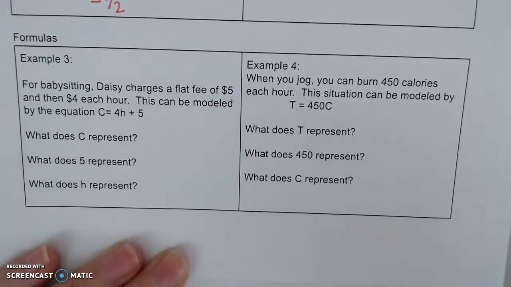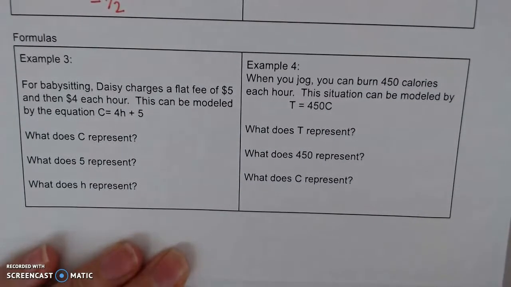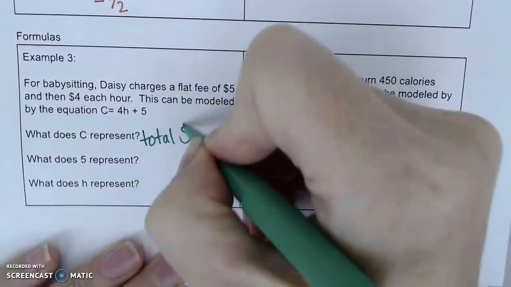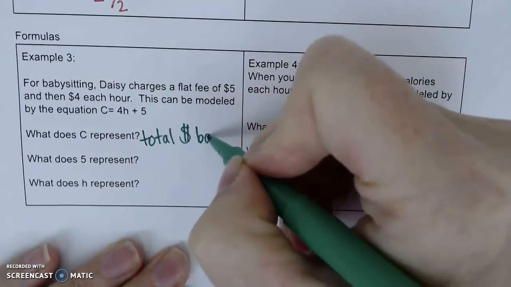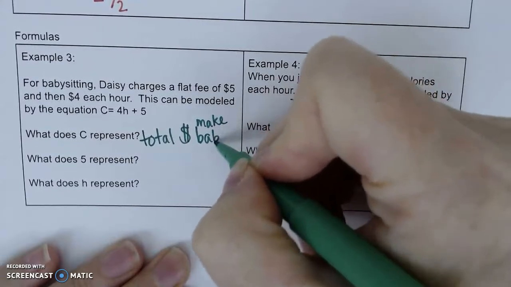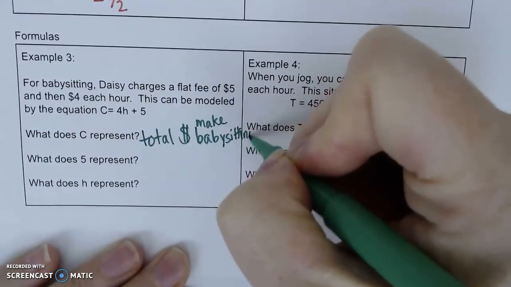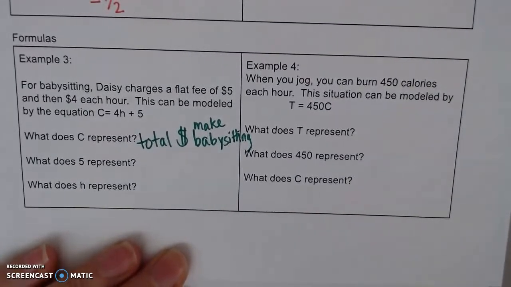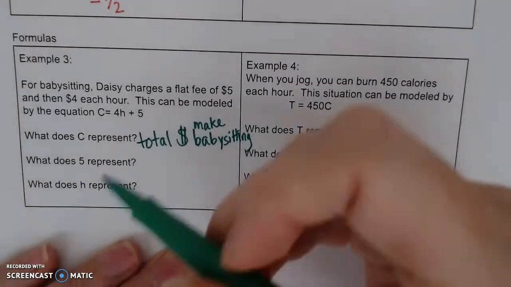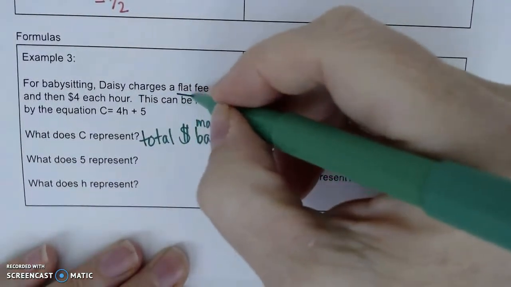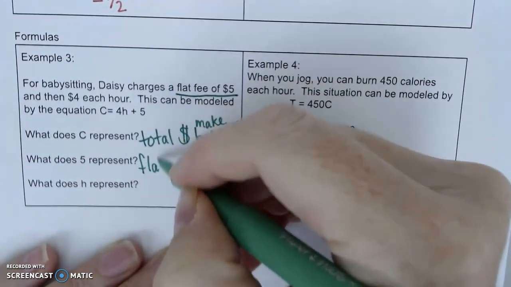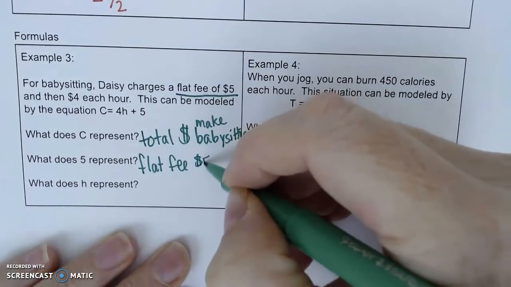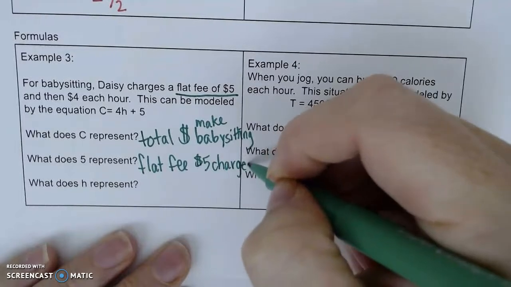So what does the C stand for? So you have to kind of look at the context clues and you say, oh, well, C would be the total amount of money that she would make babysitting. And you could say Daisy made babysitting. Just get the idea that it's a total amount of money. The 5, well, what does the 5 represent? Well, the 5 represents the flat fee that she charged. Flat fee. $5 charged. And use your own words.